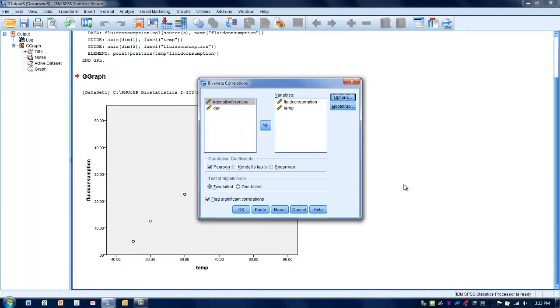So when we're rejecting the null hypothesis, we're basically saying these two variables are related to one another. In other words, temperature seems to explain a significant amount of variance in fluid consumption. If we were going to accept the null hypothesis, we're basically saying that there's no relationship or an unclear relationship between these two variables. Okay, so once we've made those decisions, we can go ahead and click OK.